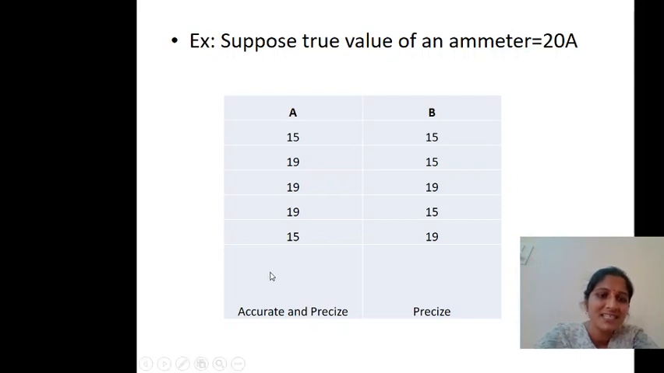So we can say that A is accurate and precise, but B is not accurate because 15 is much less than 20 amperes. It is not accurate, but it is precise. A is accurate and precise, but B is only precise. This is about precision. Precision means the most repeated value out of a set of records.